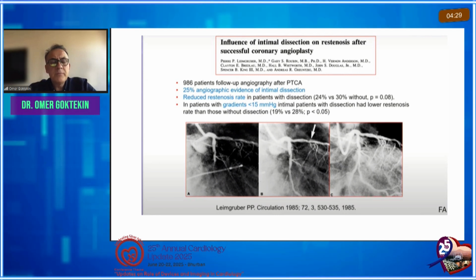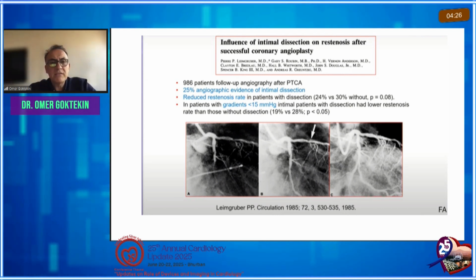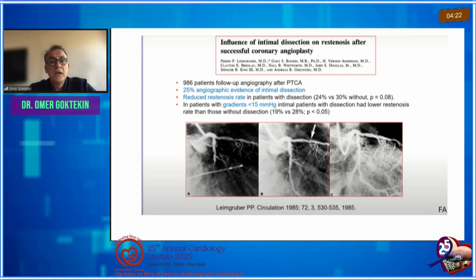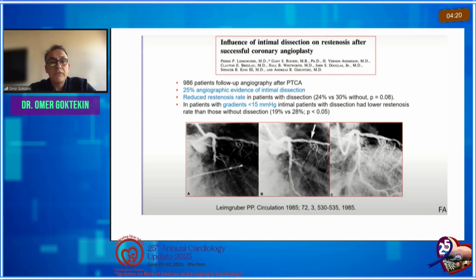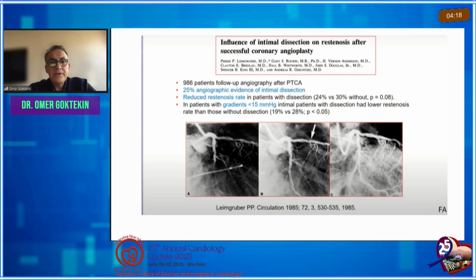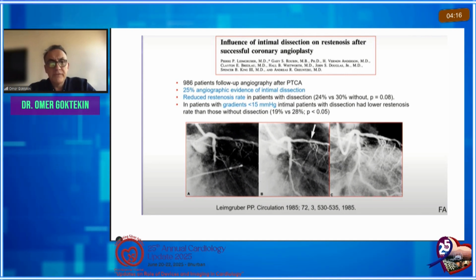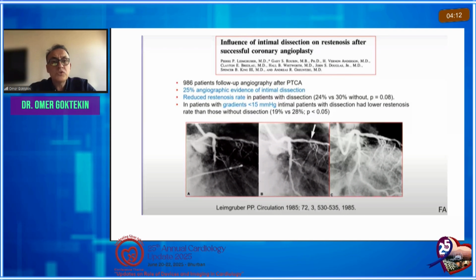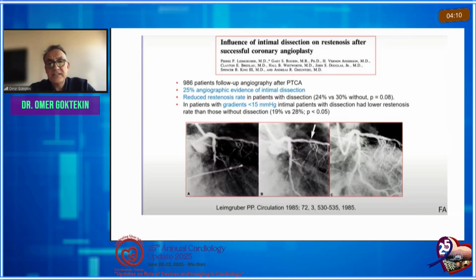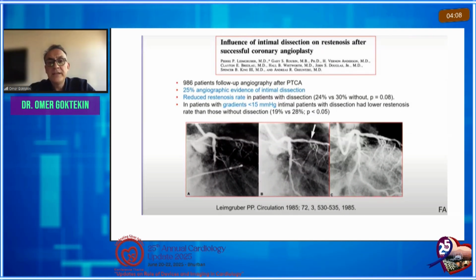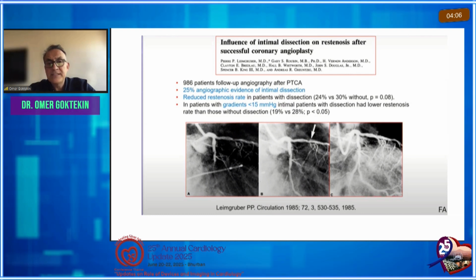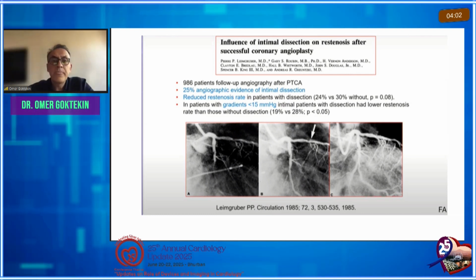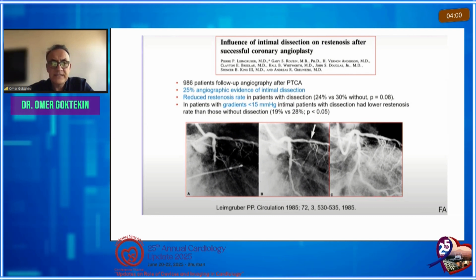That paper evaluated almost 1,000 patients, and 25% of them had angiographic evidence of intimal dissection, and they did angio follow-up on all of them. What they saw is that if you have dissection, you have a reduced restenosis rate. This is very interesting, but it may help to heal the vessel, and it may help to have a large lumen after dissection.